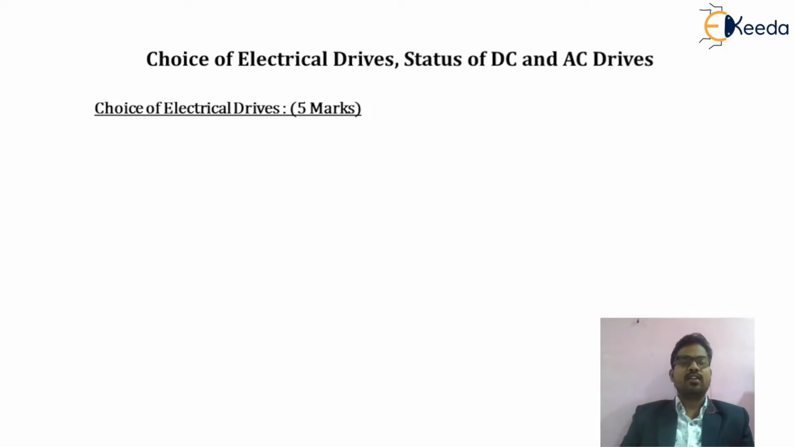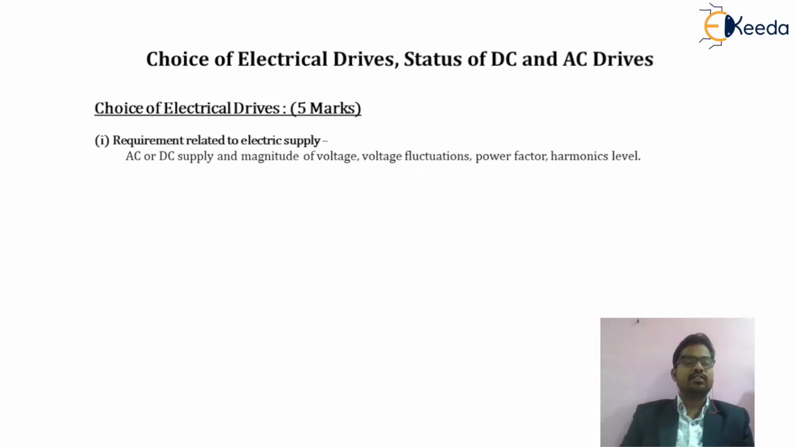The first parameter is the requirement related to the supply. What do we mean by the requirement related to the supply? First of all, the choice of electrical drive depends upon whether we have an AC supply or a DC supply. Along with that, we want to consider the magnitude of the voltage, the voltage fluctuation, the power factor, and the harmonics level of that particular electrical supply. So that is the first parameter while choosing an electrical drive.